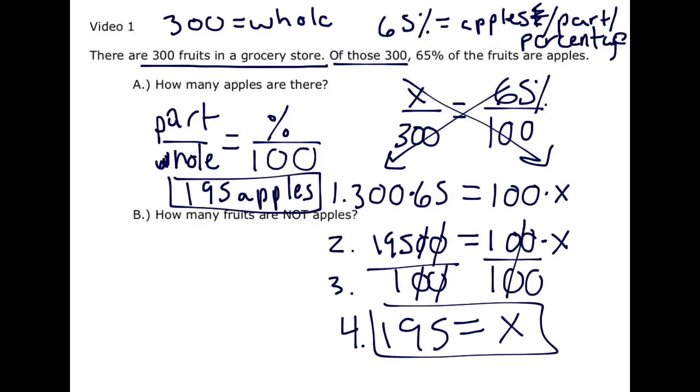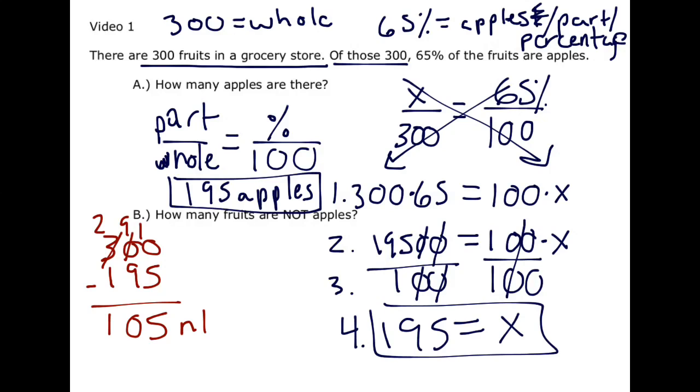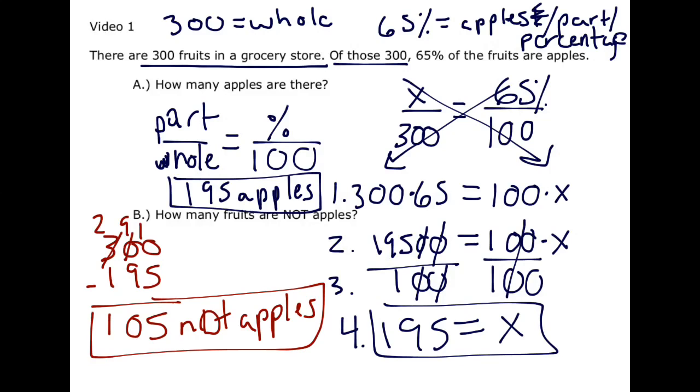So the second question asks, how many fruits are not apples? So there's really two ways I can answer this. The easier one, since I answered part A, would be to take 300 total fruits and subtract the number of apples, which is 195, to figure out how many are not apples. And when I do that, and if I carry correctly, I get 105 are not apples. That's probably the easier way out of the two.